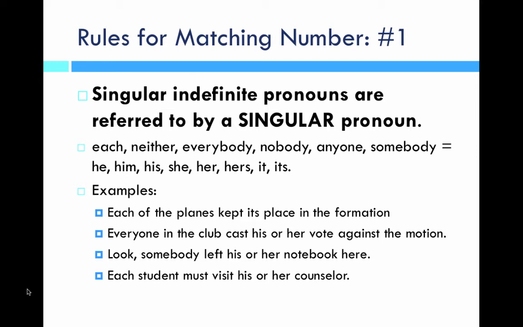So for example, singular indefinite pronouns are referred to by a singular pronoun. So each of the planes kept its place in the formation. Each is a singular indefinite pronoun, so we use the singular pronoun its. Everyone in the club cast his or her vote against the motion. Everyone is a singular indefinite pronoun, so we have to use the singular his or her. Somebody left his or her notebook here. Same as everybody. Somebody is a singular indefinite pronoun, so we have to use the singular his or her.